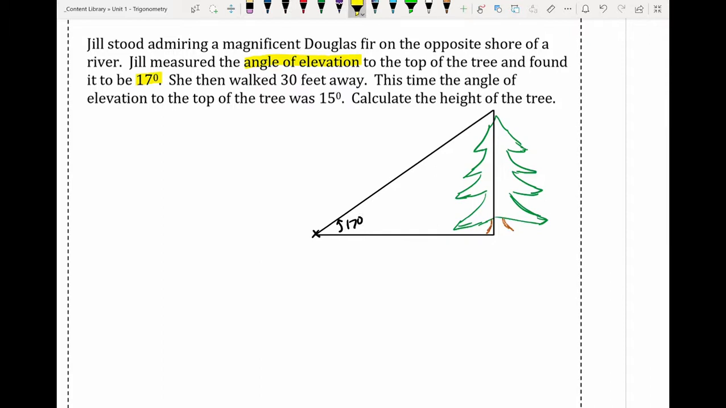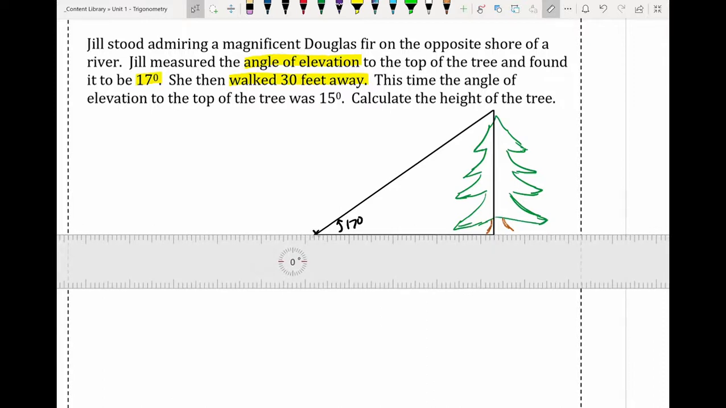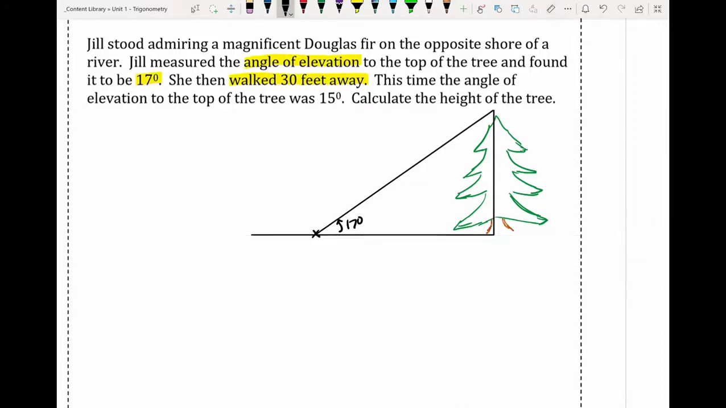The next part of the question, she then walked 30 feet away. So 30 feet away from the tree means that we are going backwards. So I'm going to draw another line here. Again, it doesn't need to be to scale because you're going to put the numbers in anyways. But I would draw it big enough so that, depending on the picture, you can fit in all the information. So 30 feet away, she then looks up to the top of the tree again, and this time the angle of elevation is 15 degrees.